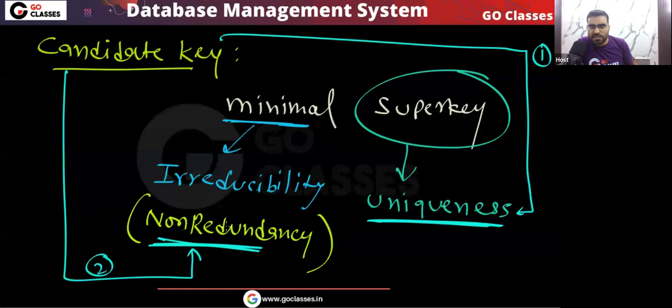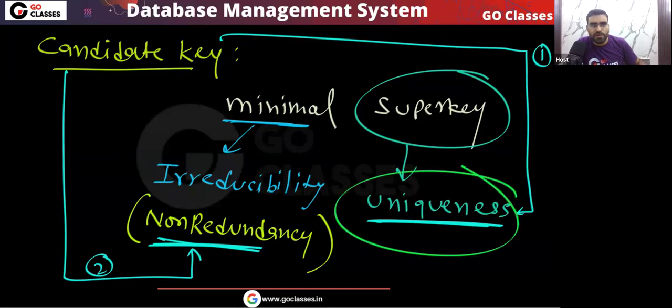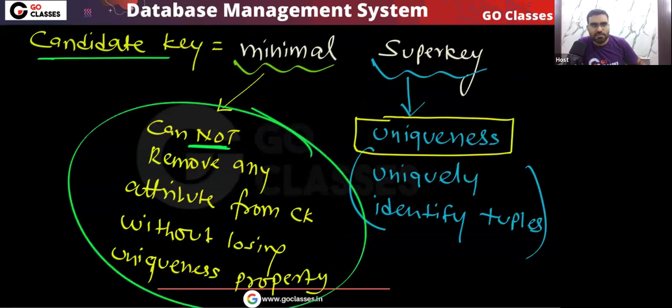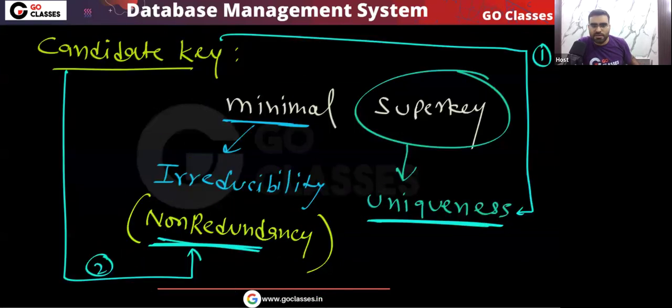Did you understand this non-redundancy? It simply means that you cannot delete any attribute. Every attribute is important. If you delete any attribute from the candidate key, then the uniqueness property will be gone. So remember, candidate key has two properties: one is uniqueness, another is non-redundancy, or you can say irreducibility. I have already explained here. Is this clear? Please tell me, did you understand?